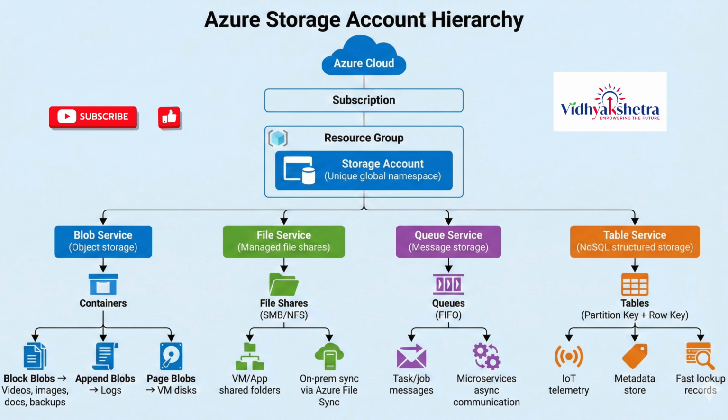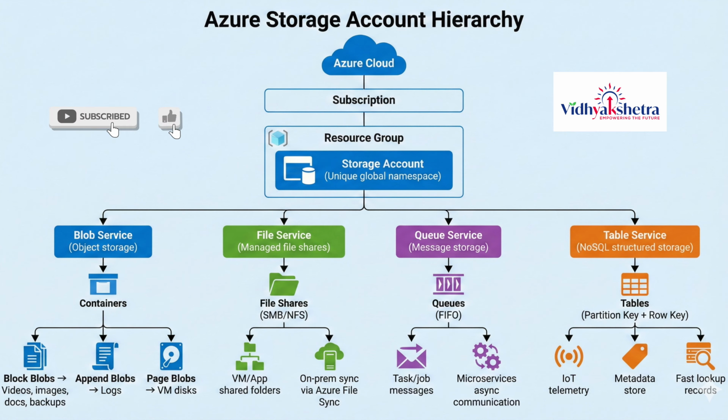First, Blob Storage, designed for unstructured data such as videos, images, documents, and backups. Blobs are stored inside containers, which work like folders. Blob storage supports 3 blob types: block blobs for media files and documents, append blobs for logs that grow over time, and page blobs for virtual machine disks and large files requiring random read/write operations.